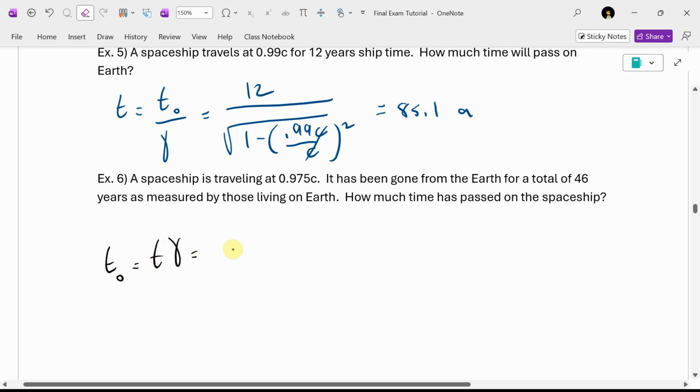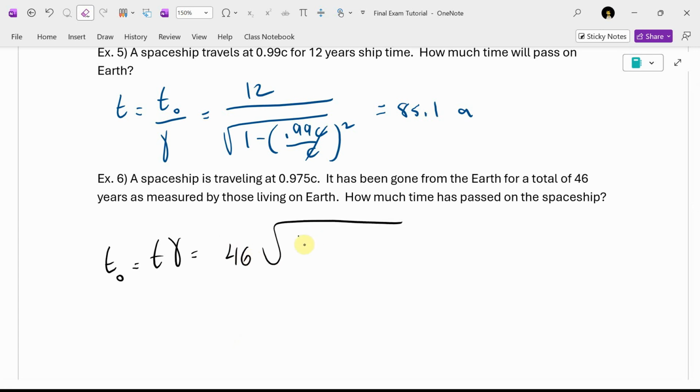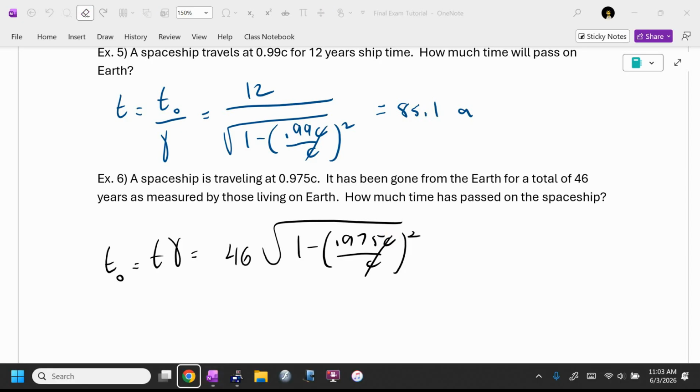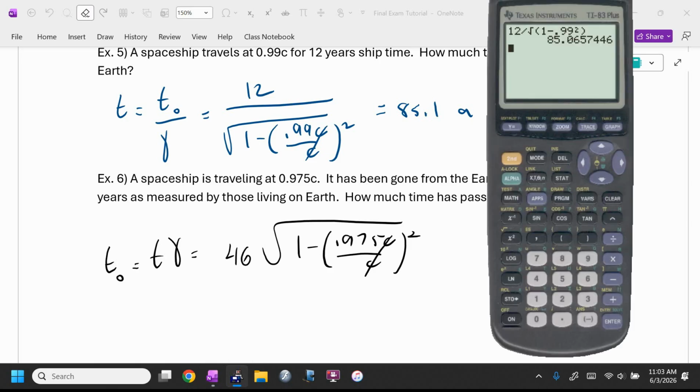It's going to be 46 times the square root of 1 minus 0.975c over c, all squared. Haley, do you see? Do you see? What do you see? It's a stupid joke, but it helps you remember, right? Doesn't help me to remember, Mr. Dueck. It's just a stupid joke. Shut up. Okay.